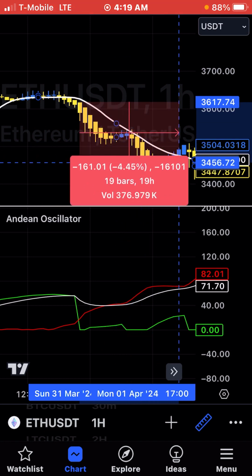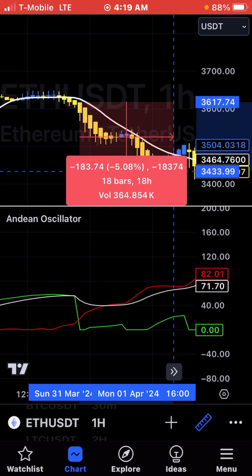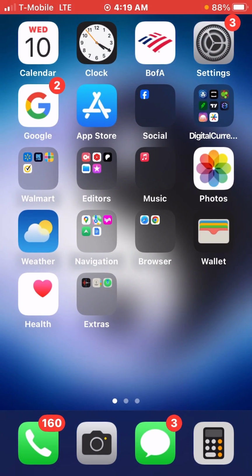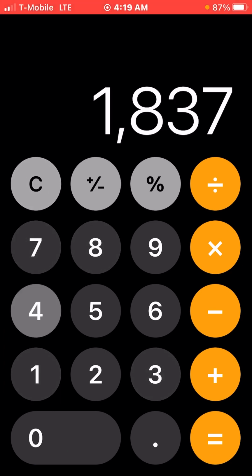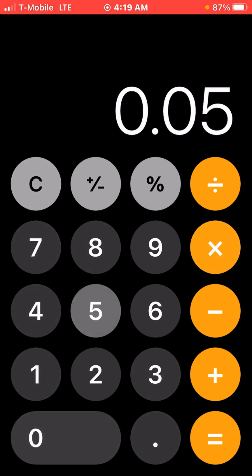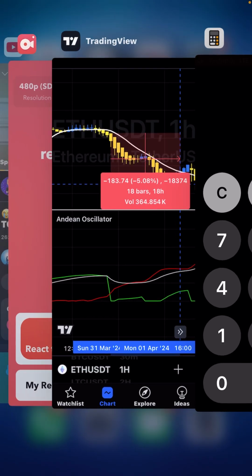about here, you made 183.74 times 0.05. This is almost a $1,000 move.